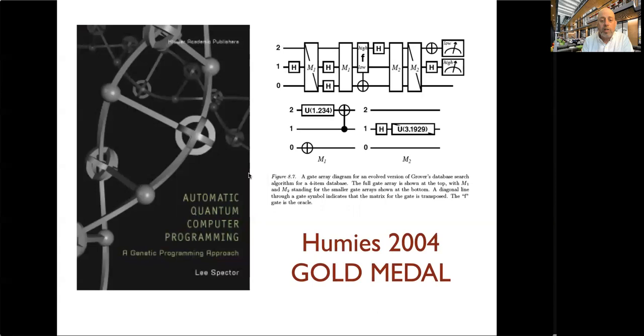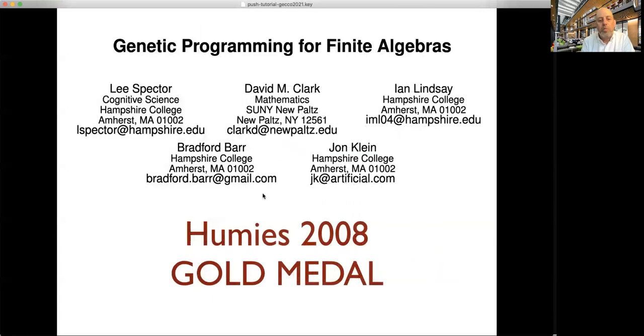So these, again, are fairly early things. This is from 2004, but my work on evolving quantum computing algorithms was all done in Push, where we had additional types for unitary matrices. There's more to say there. I'm not going to get into quantum computing in this tutorial. Did work that won another Hume's prize in 2008 on evolving expressions in finite algebras. And there we did some of the work in Push and PushGP and some of it in tree-based GP.